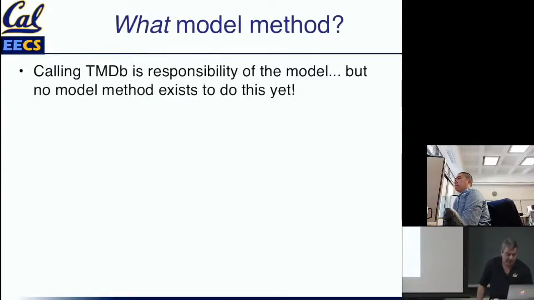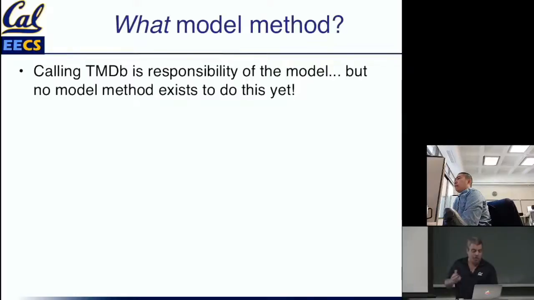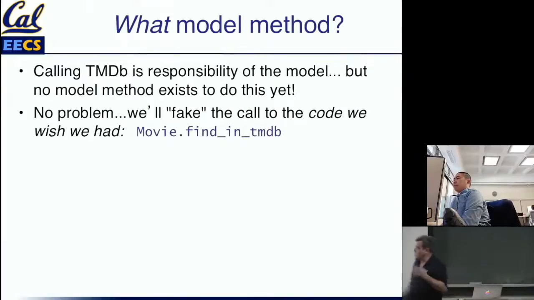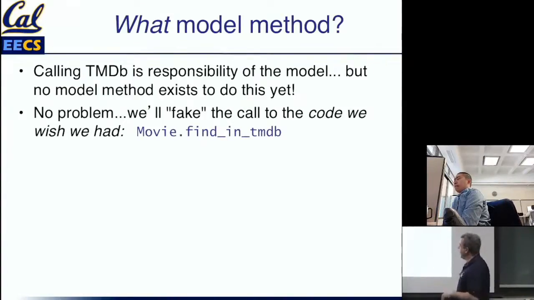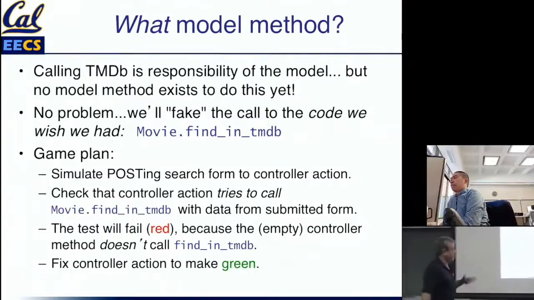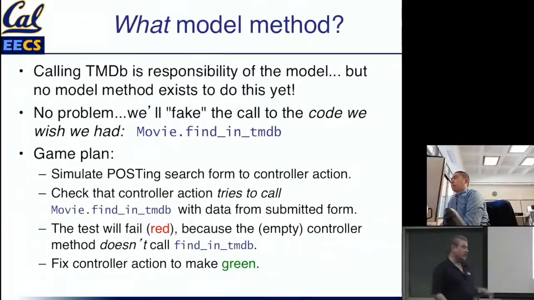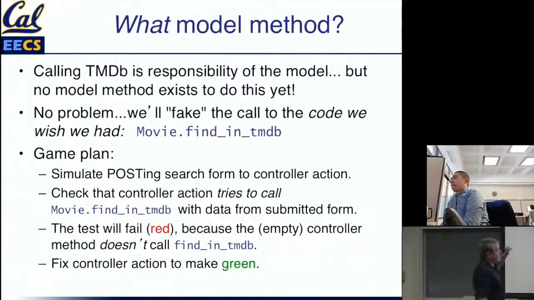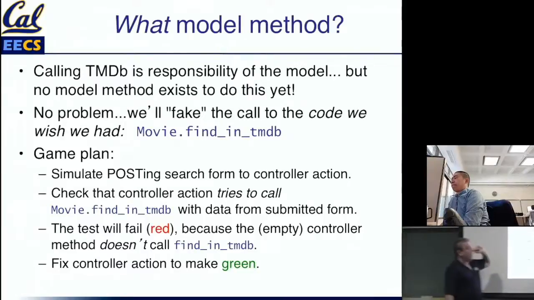So we've established that doing the actual search in TMDB is the model's job. We're going to have a class method that does it. And let's assume that that class method, if it existed, had this useful name, find in TMDB. So what we're going to do is fake the ability to call the code we wish we had. So here's the strategy. We're going to simulate posting that search form to the controller. This is what Cucumber does when you say, when I press a button, it just submits the form. Then in our test, we're going to check that the controller action that receives that form tries to call this method, and that it does so with the data that came from the form.